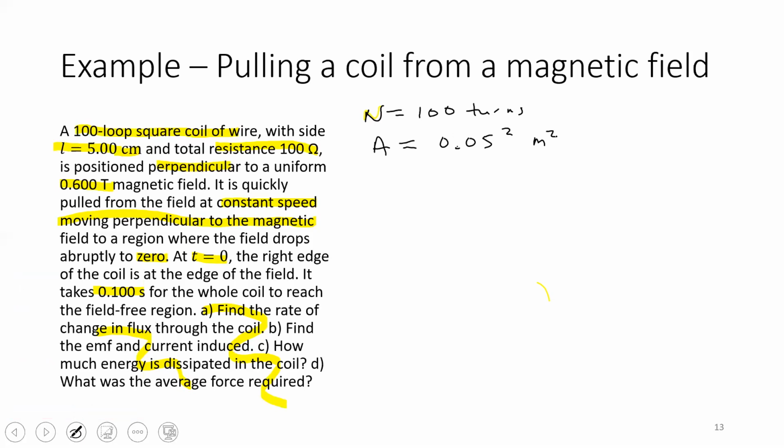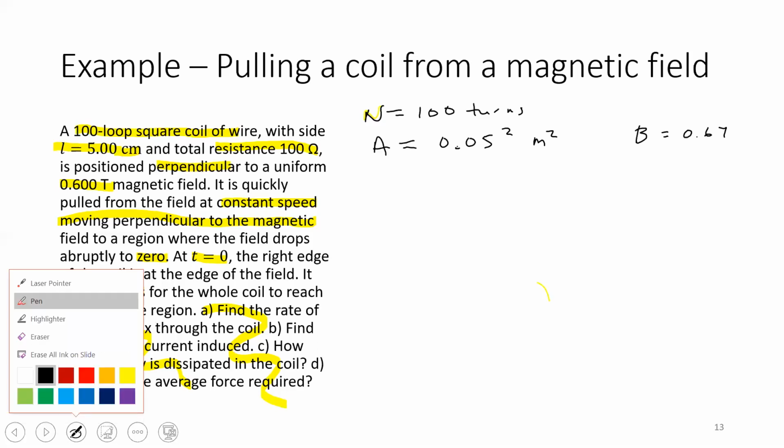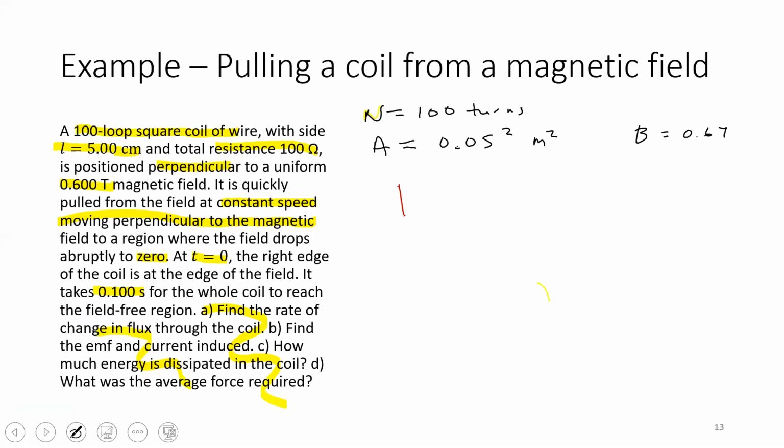Okay, we are perpendicular to a uniform 6 Tesla magnetic field. So where our field is, it's going to be 6 Tesla, or 0.6 Tesla, sorry. It's quickly pulled from this field at a constant speed, moving perpendicular, where it drops to 0 at time equals t. So you know what, I'm going to just draw this situation. So we've got our n turns of wire.